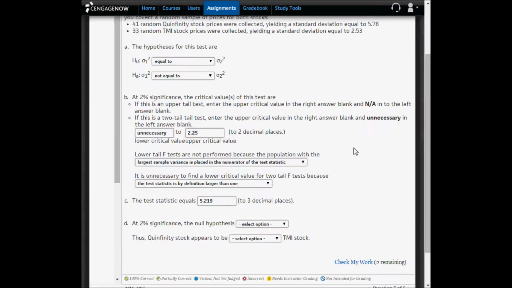Okay, so what have we got here so far? The test statistic is greater than 2.25. So the test statistic is not in between our critical values. And because it's not in between our critical values, the difference between the two variances is not insignificant. In other words, there's a significant difference in the two variances, which means we're going to reject the null. The null can be rejected at 2% significance.